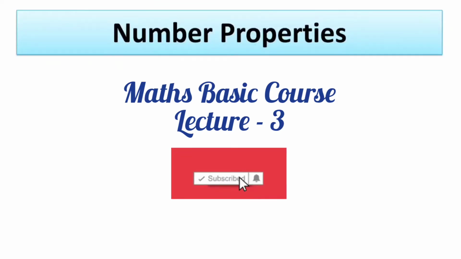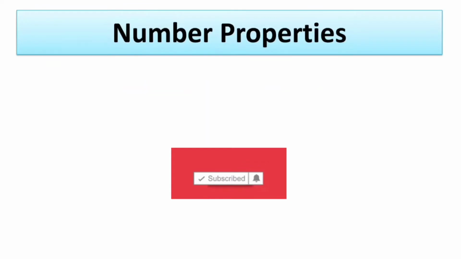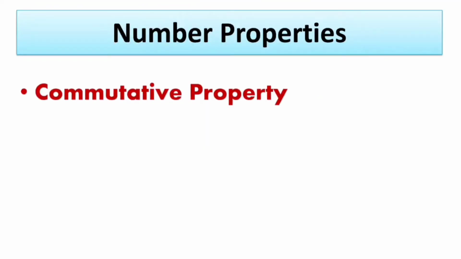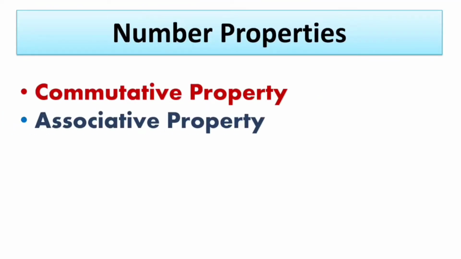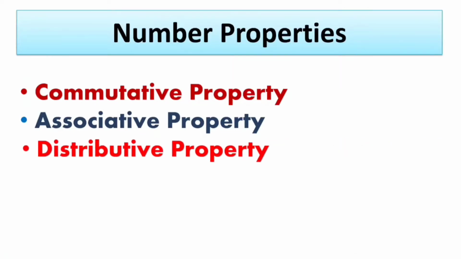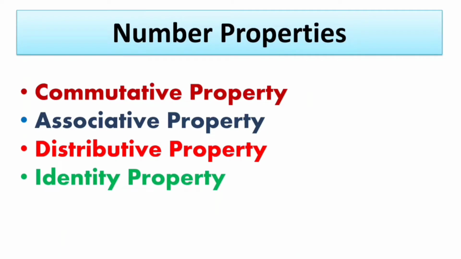Our today's topic is number properties. There are four basic properties of number. The first one is commutative property, second one is associative property, third one is distributive property, and fourth one is identity property. You should be familiar with each of these properties. So let's see one by one, and the first one is commutative property.